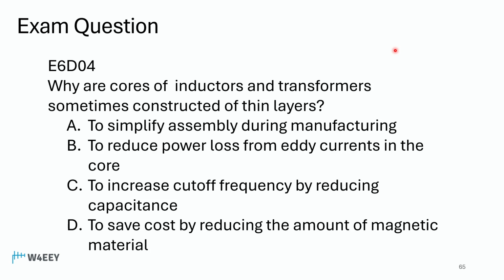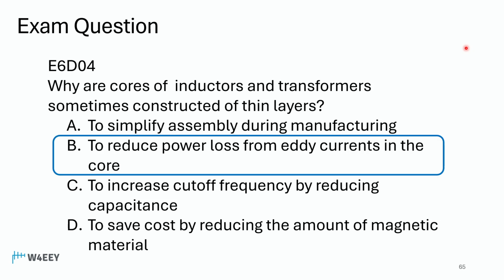All right, into the questions. I think this is our last set of questions. Why are cores of inductors and transformers sometimes constructed of thin layers? B, Bravo. Bravo, correct. Yep, reduce power loss from eddy currents in the core. So that's wasted energy.